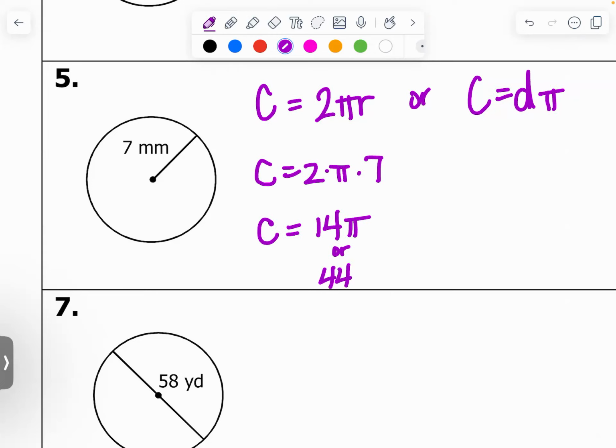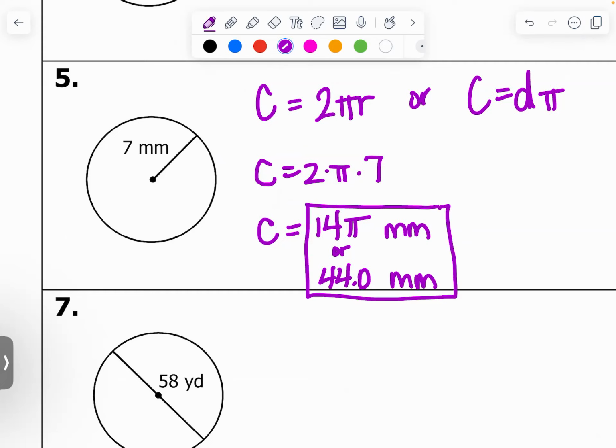44.0. Okay, now circumference, we're measuring the length around the circle. So what is our label going to be? Just millimeters, because we're talking about just 1 dimension here. We're talking about like putting a string and measuring around the circle.